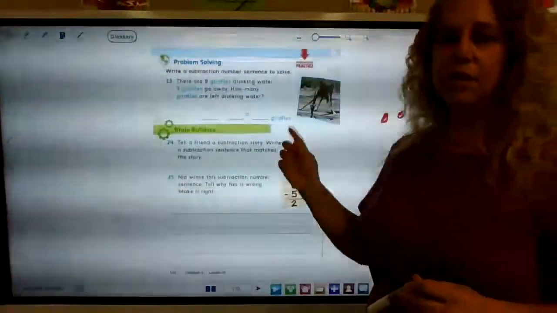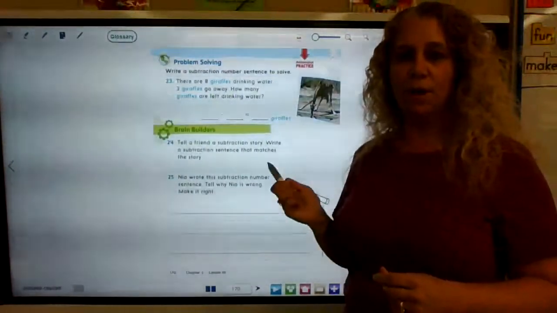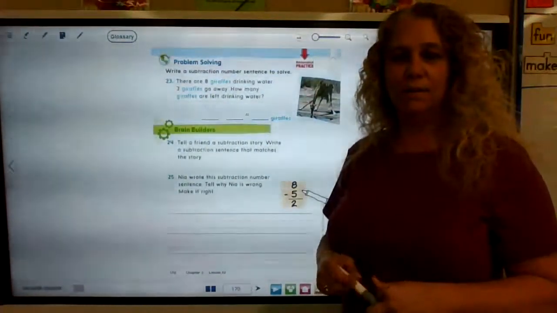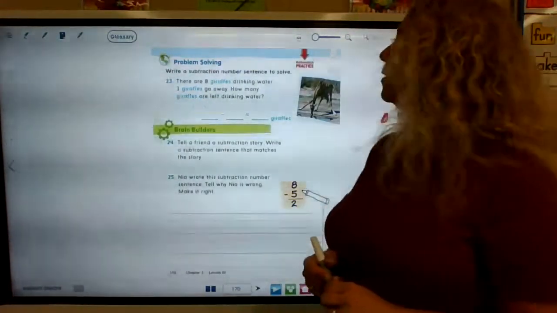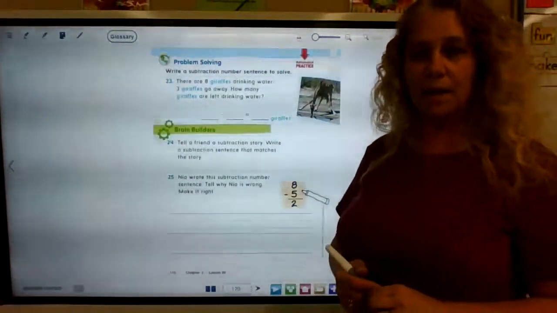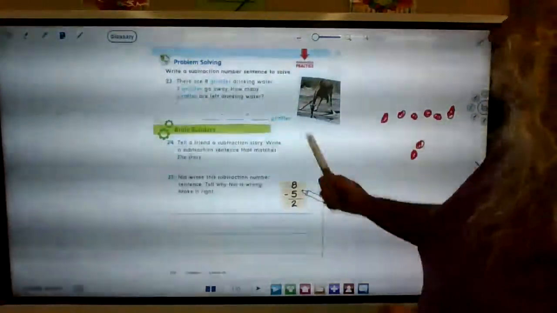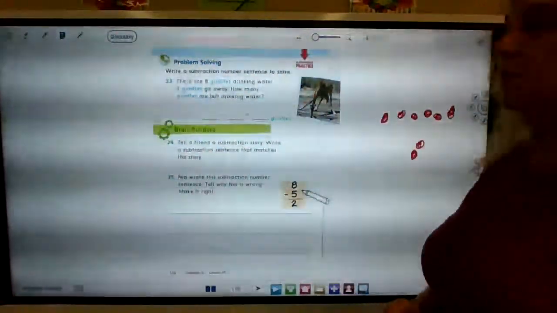Okay, so if you haven't done the middle, make sure you do that before you watch the back. Make sure you pause me. Okay, so now we're ready to finish the back side. Write a subtraction number sentence to solve.